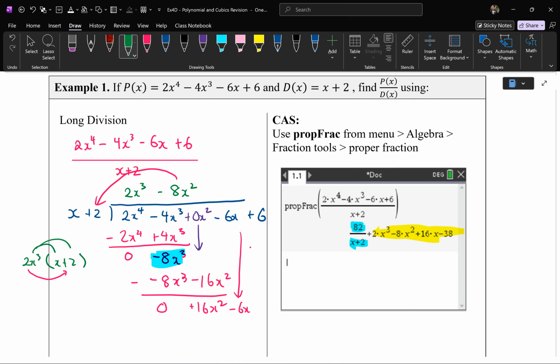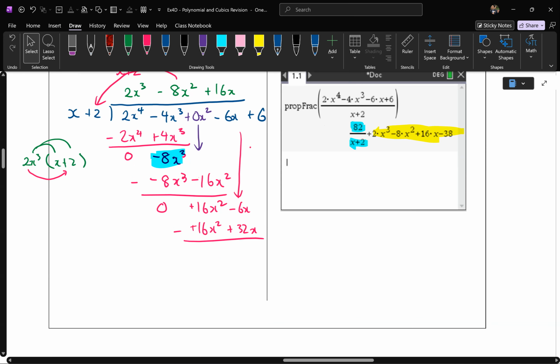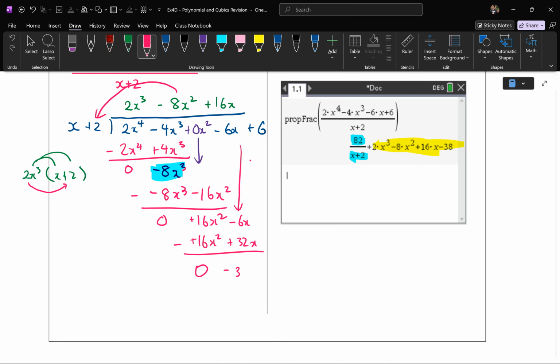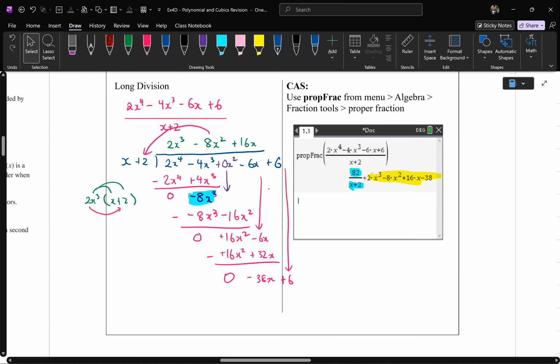And then same thing, so I'm going to speed up now. What times x gives you 16x squared? We know that's plus 16x. 16x times x gives you 16x squared. So here we go, we follow on again. Plus 16x squared. Find the difference. 16x times 2 is plus 32. And this cancels out. Negative 6 minus 32 is now negative 38x. And then you drop down the last term, plus 6.